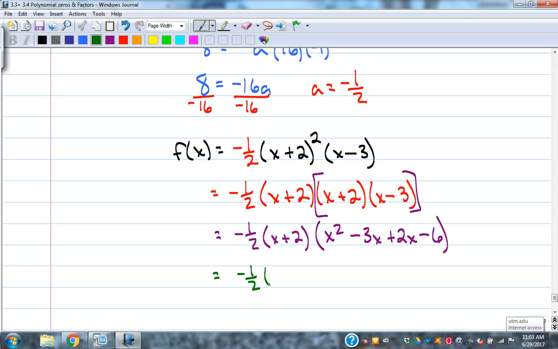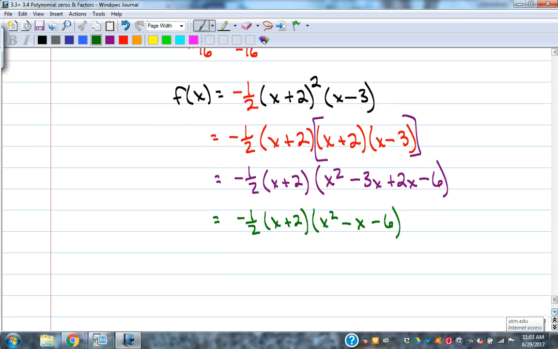It'll be -1/2 x plus 2 is x squared minus x minus 6. If you wanted to multiply the x plus 2 times x plus 2 first, you can. It doesn't matter. Then I'm going to distribute the x plus 2 to that. So that'd be x to the third minus x squared minus 6x plus 2x squared minus 2x minus 12.